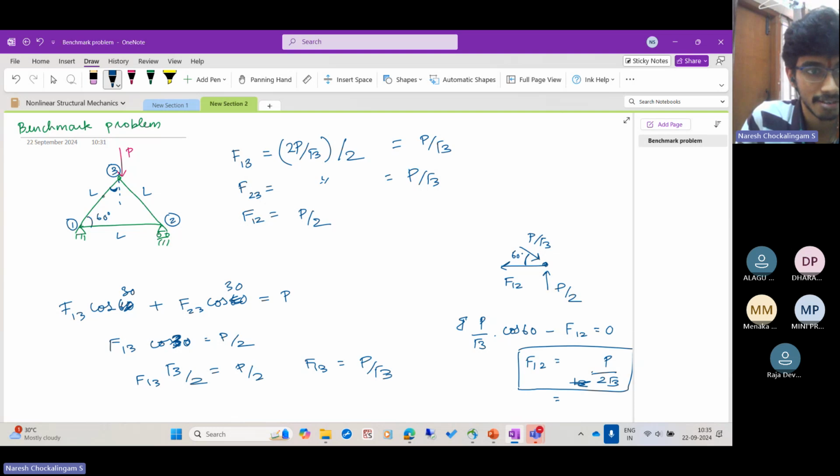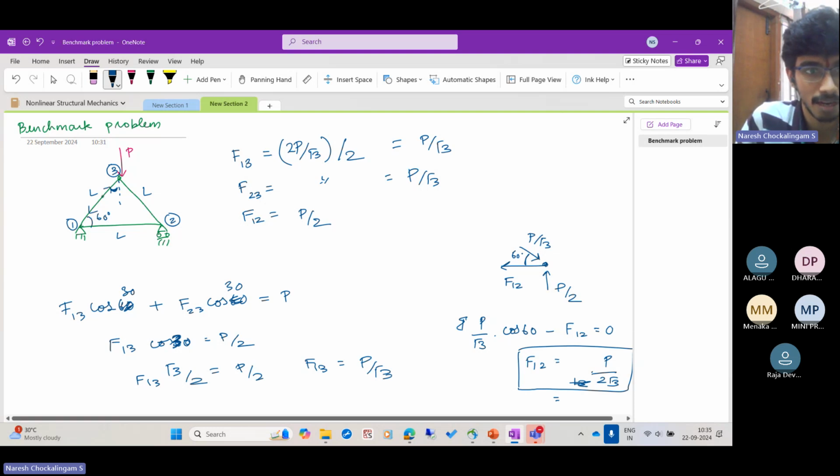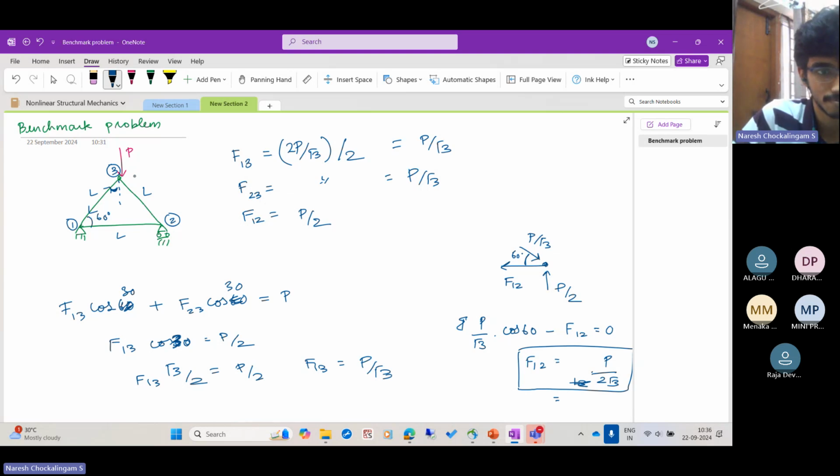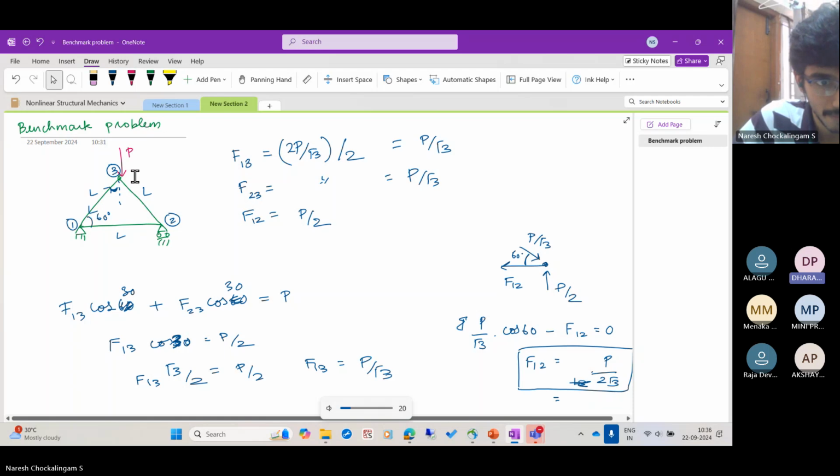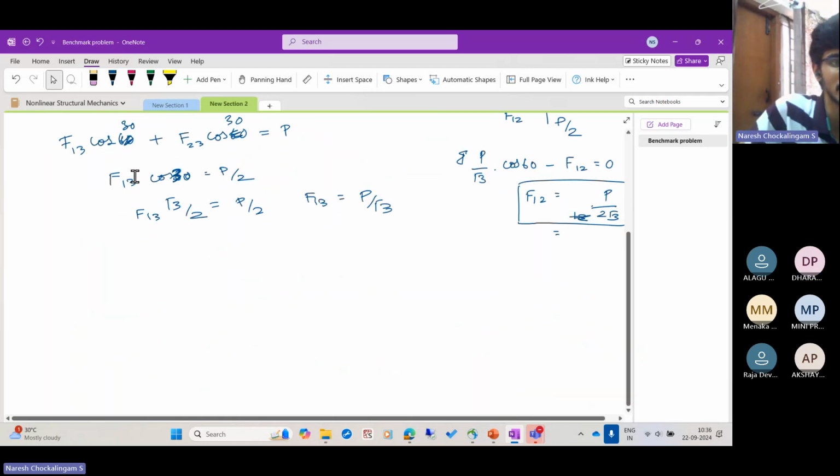Fine. Right. So the member forces are p by root 3, p by root 3, and p by 2 root 3. Okay. Next, what do we do? We have to find displacements at nodes, sir. Yeah, we have to find the displacements.